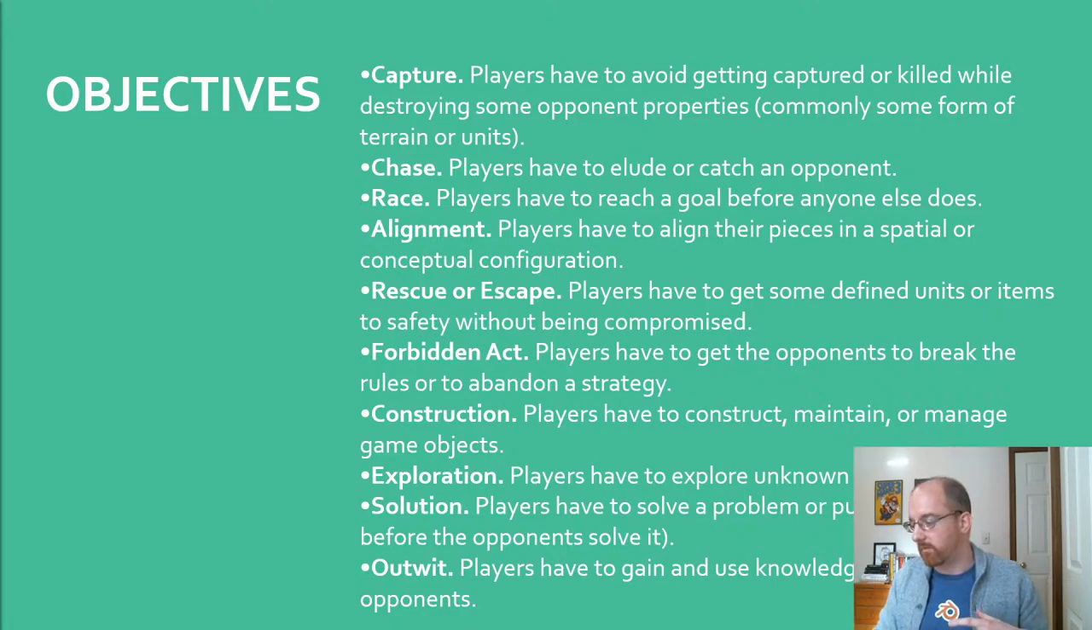Alignment, you know, maybe you have to align your pieces, like finding the right rows in Tetris. I'm not going to go through all of these, but the point is that when we design games, we come up with a list of objectives. This is not exhaustive. These are just examples from your textbook. But the objectives that you put into the game model specific types of competition or specific types of behavior or specific player relationships. And that, again, molds the experience.